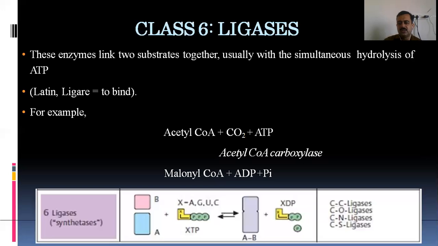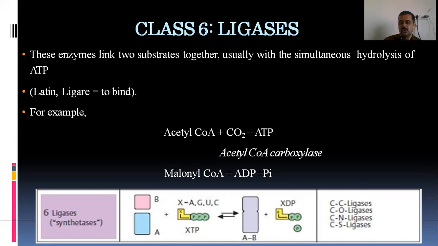The last class is ligases. These enzymes link two substrate molecules, usually with the simultaneous hydrolysis of ATP. To ligate is to bind. For example, acetyl-CoA plus CO2 plus ATP gives malonyl-CoA plus ADP plus Pi, by the enzyme acetyl-CoA carboxylase. C-C ligases, C-O ligases, C-N ligases and C-S ligases are classes of this kind of enzymes.